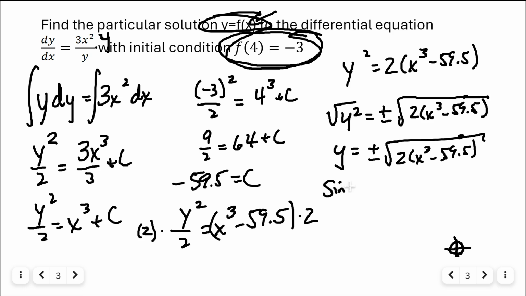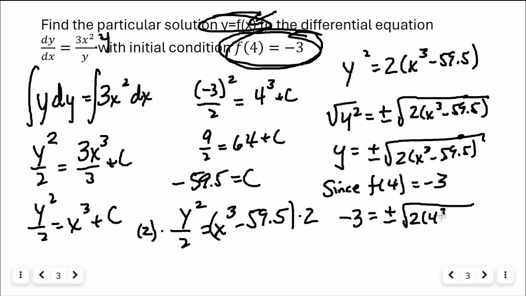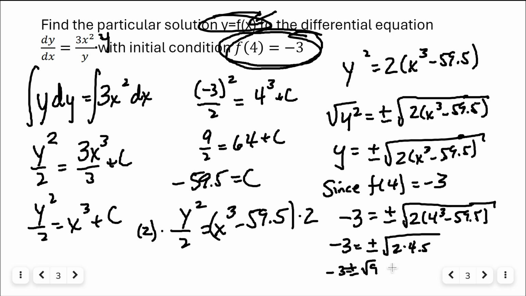Okay? So since f of 4 is equal to -3, now you might already be able to figure it out, which is fine, but we're going to show the reader that you know what you're doing. We could plug in 4, -3 a second time. So -3 would have to equal plus or minus the square root of 2 times 4 cubed minus 59.5. So -3 would have to be plus or minus the square root of 2 times, let's see, that's going to be 4.5. So that's -3 equals plus or minus square root of 9. The square root of 9 is 3.